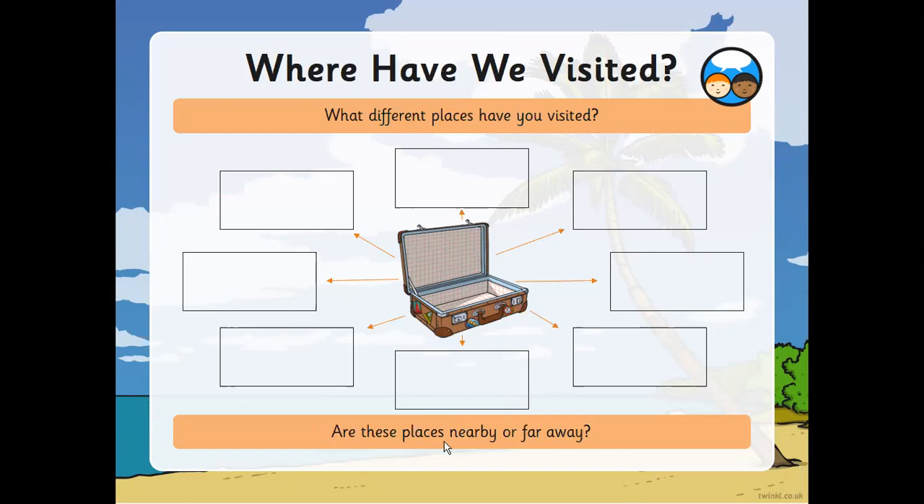I want you to also think about whether these places are nearby or far away. Think about some of those keywords we went over earlier. It could be, for example, a town or a city or a countryside or any seaside. It could be somewhere national or international. Go.